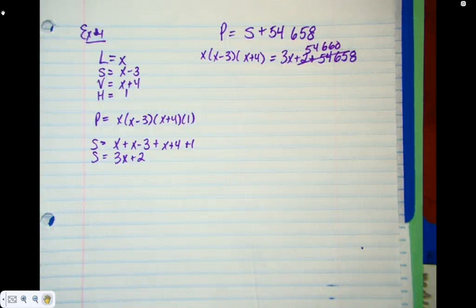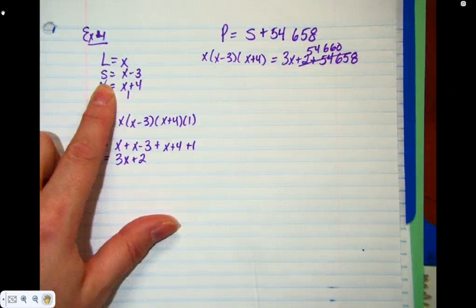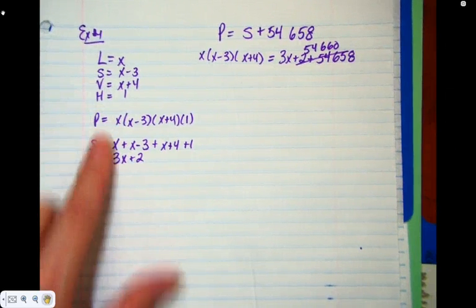Any questions so far on how we set this up? So the age problems are always going to work this way. They're always going to have a bunch of people that you've got to figure out their age in relation to someone. It's usually with a product and a sum.